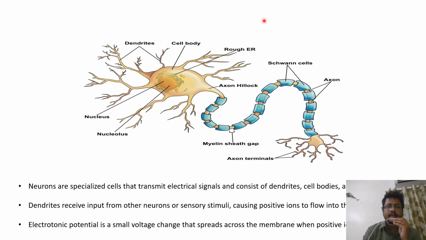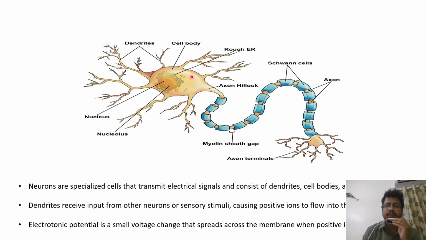If enough sodium flows in, an electrotonic potential is created here, a small change in the voltage that spreads through a short distance. So imagine through the axon hillock.